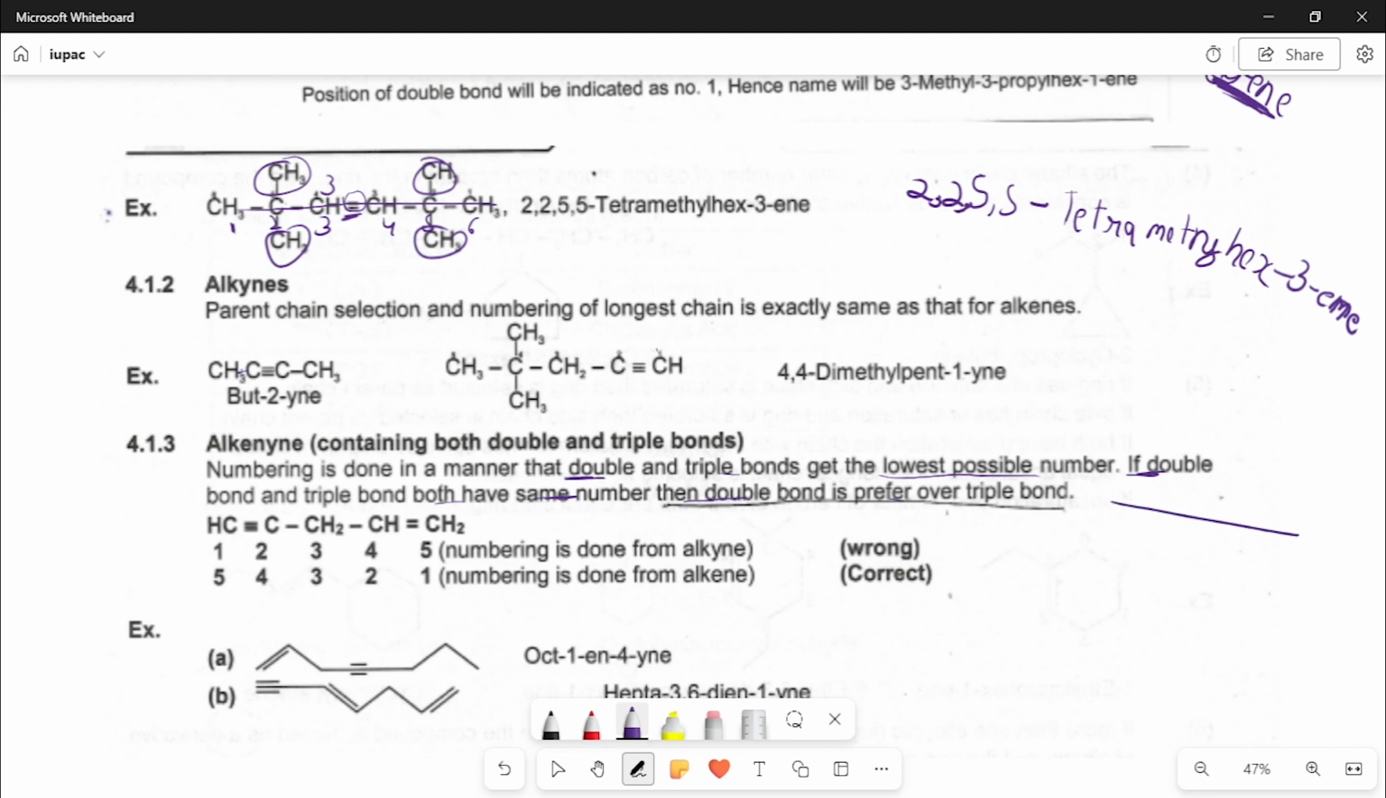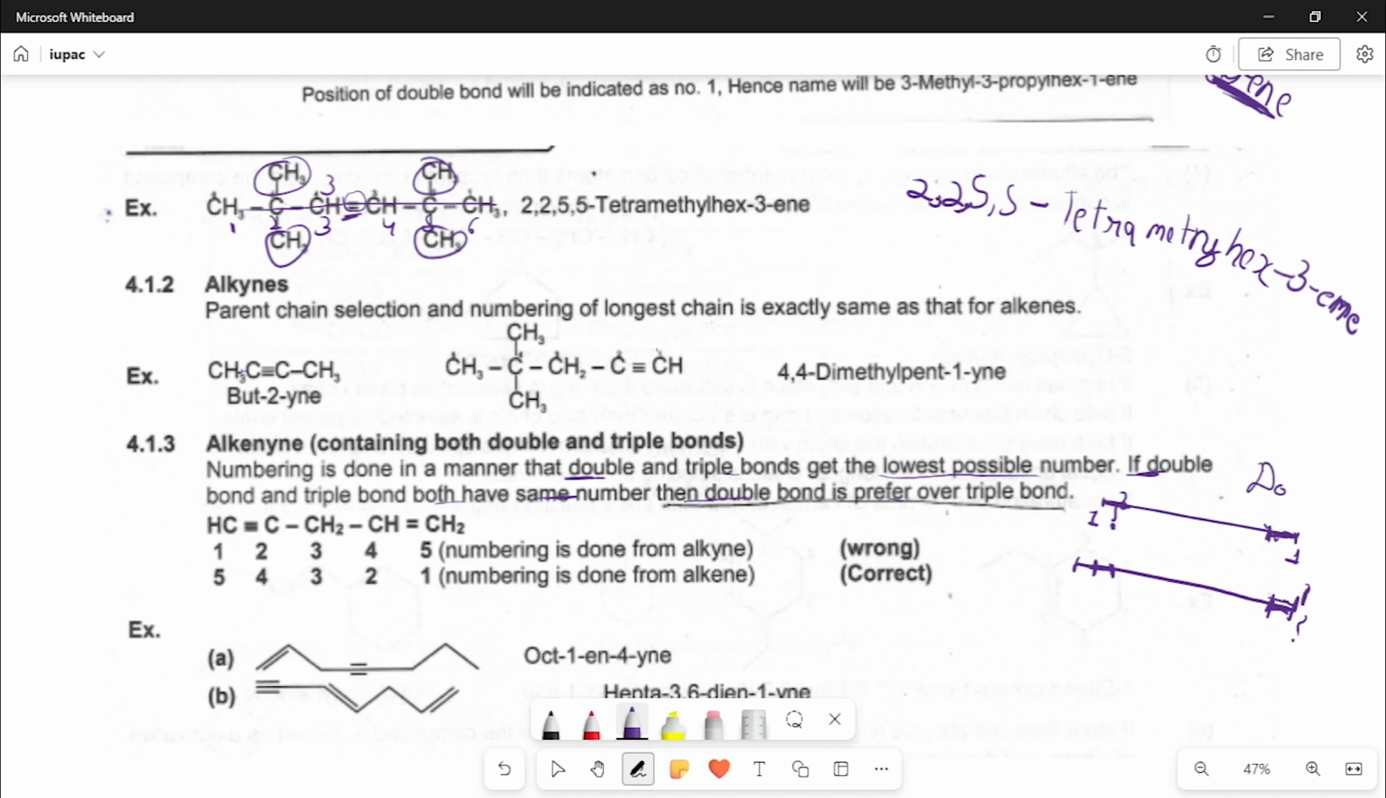See, for example, if here it's a double bond and here it's a triple bond, this is one from here, this is one from here, then we will choose the double bond. But for example, if the double bond is present here and the triple bond is present here, then we are going to choose the triple bond because we need the lowest number. But if we have the lowest number, then we will see what kind of bond it is.